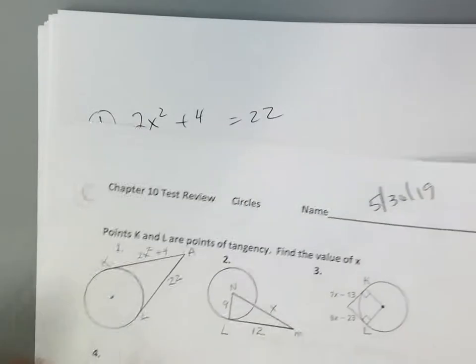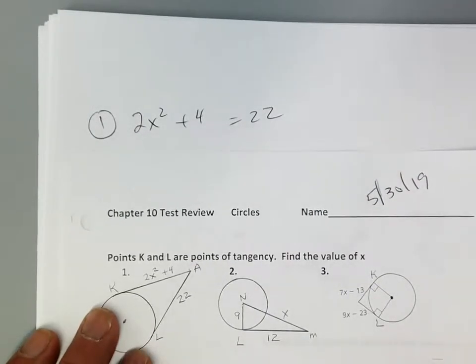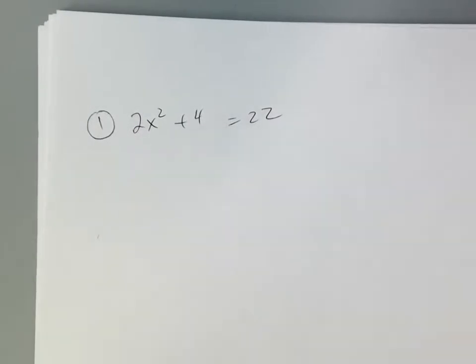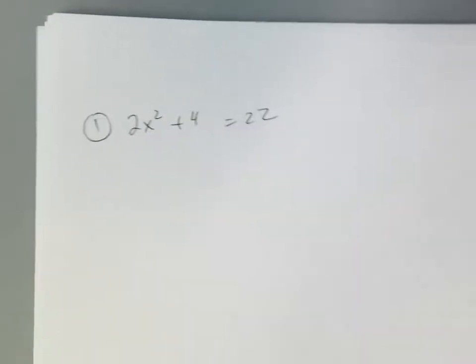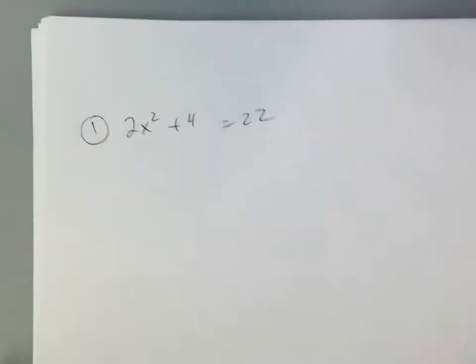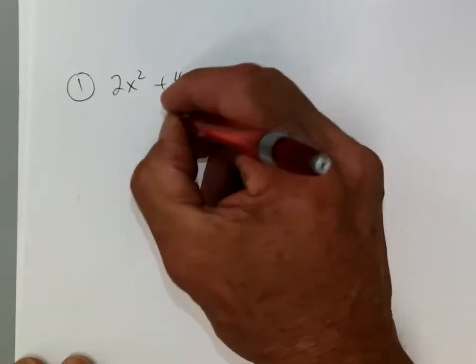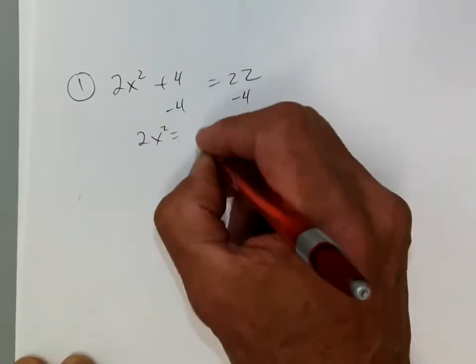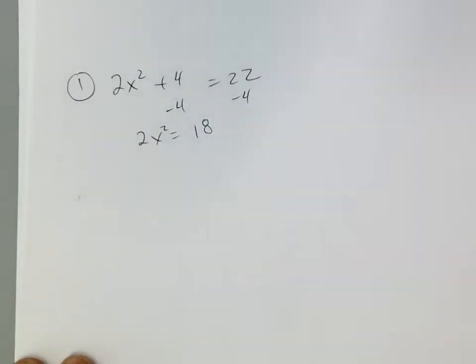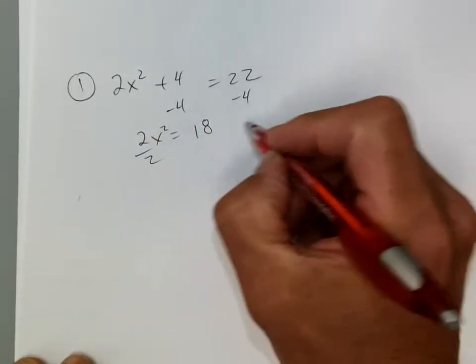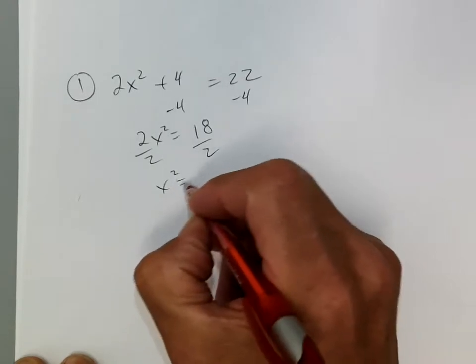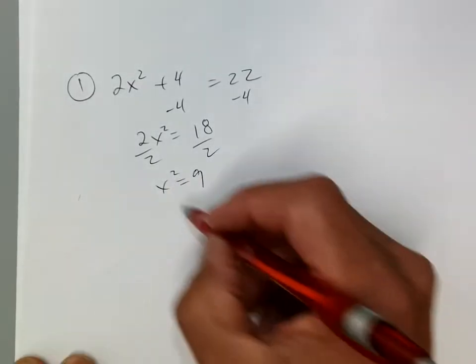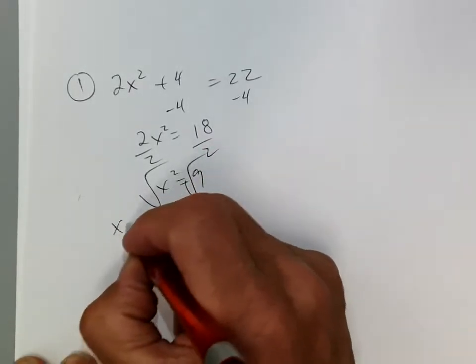So it's really the ice cream cone theorem. You guys can see that, right? And then I'm just going to solve for x. So I'm going to go minus 4. 2x squared equals 18, right? Divide by 2. x squared equals 9. Square root, x equals 3.